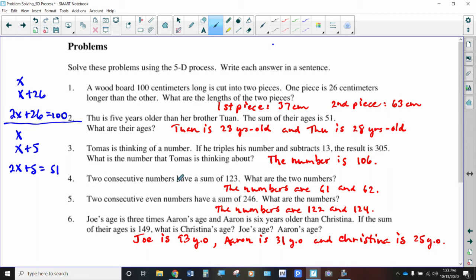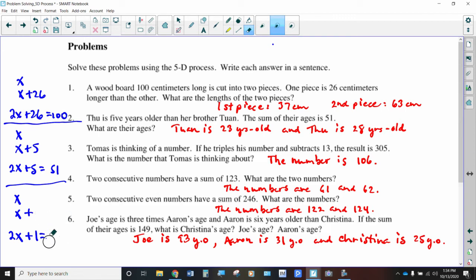Two consecutive numbers would be like 5 and 6, or 100 and 101. So that means one of them would be X and the other one would be X plus 1. And if you add them together and their sum is 123, that means that 2X plus 1 has to be 123, which means that 2X would be 122. And then when you cut 122 in half, you get 61. So that means the other number must be 62. And is 61 plus 62 123? Yes, it is.